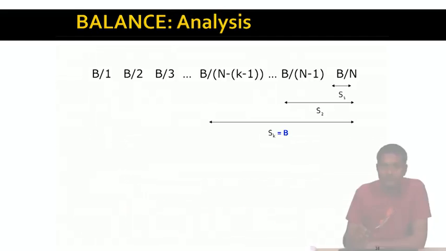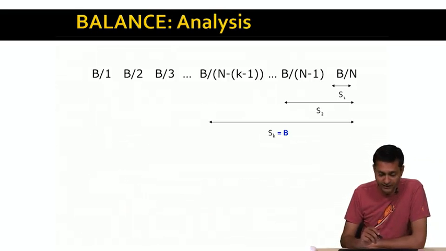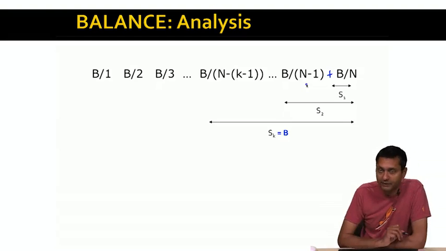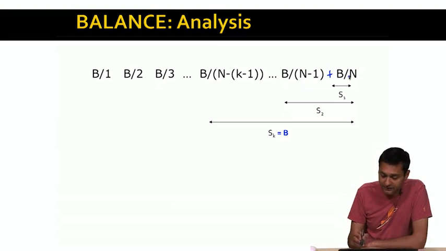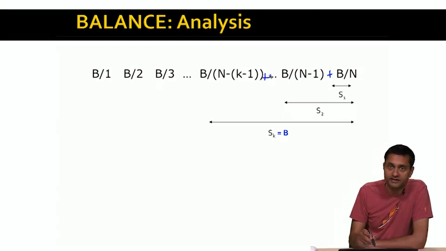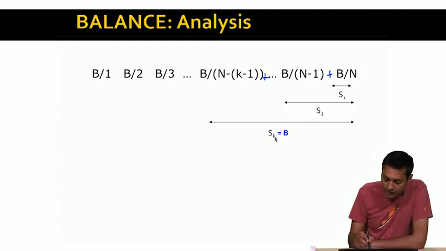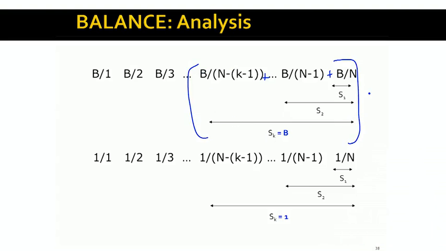Now let's just look at this simple graphic that shows the allocations to the different advertisers. The allocation to the first advertiser, S1, is just B by n. The allocation to the second advertiser, which is S2, is B by n plus B by n minus 1. The allocation to the third advertiser is the sum of the first three terms and so on. The allocation to the kth advertiser is the sum of the last k terms in the series, B by n minus k plus 1 all the way to B by n. And we want to find the smallest k such that the sum of this series is greater than or equal to B.